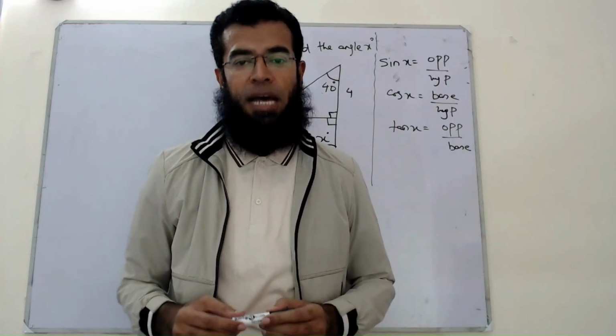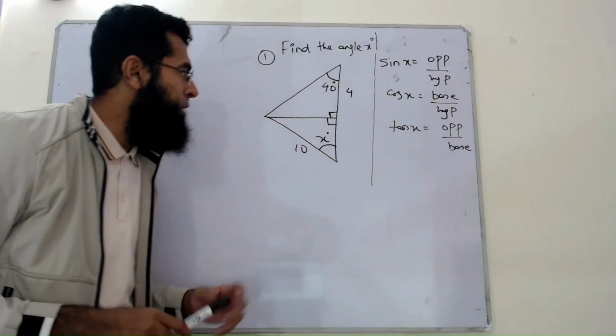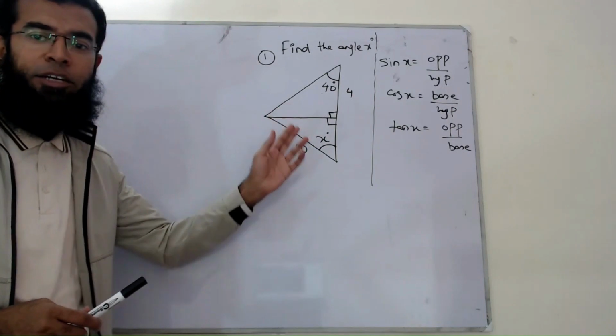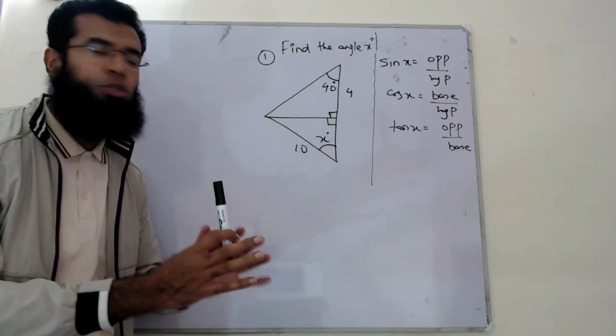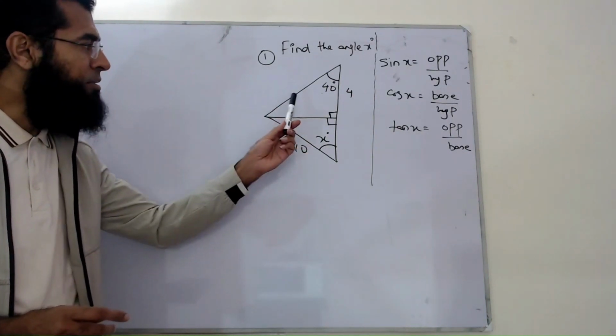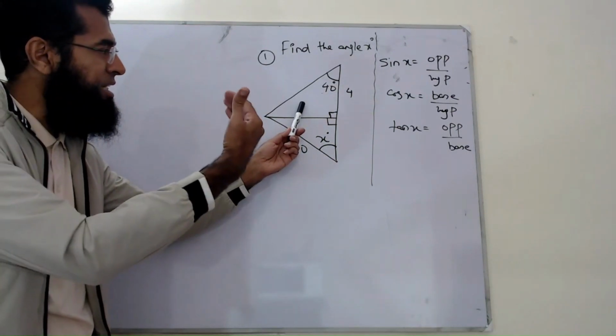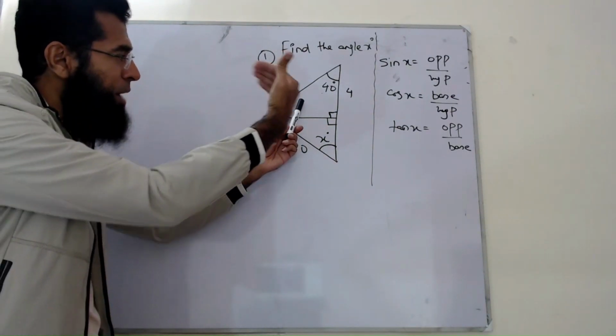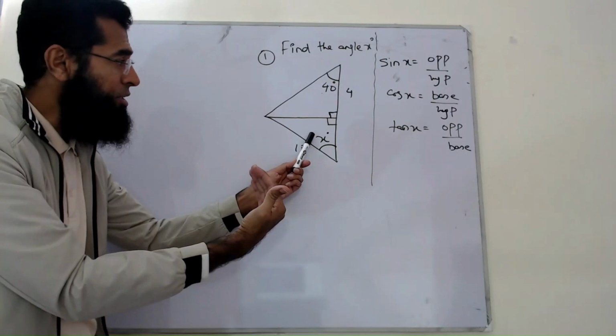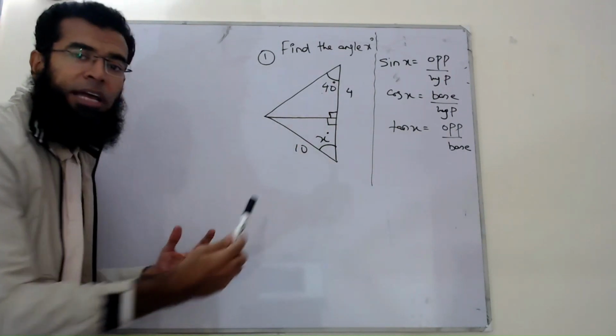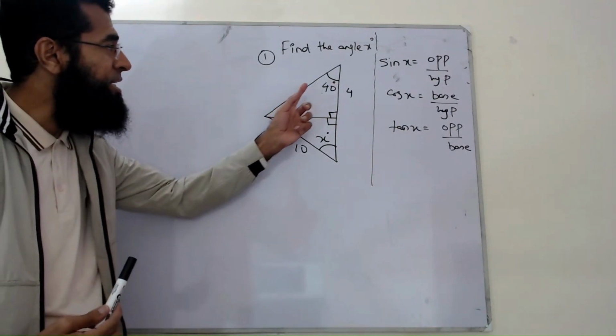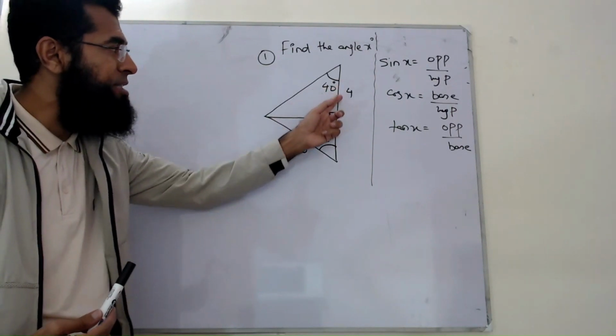Let's have a look at some exam questions. We can see there are two right angle triangles attached to each other, one triangle above the other right angle triangle. So let's analyze the upper right angle triangle first. We can see that there is an angle given and there is a side given.